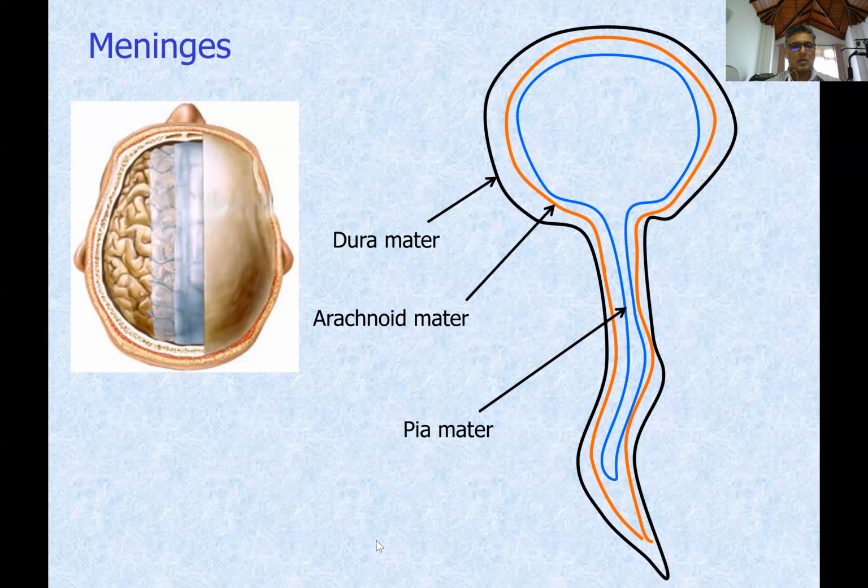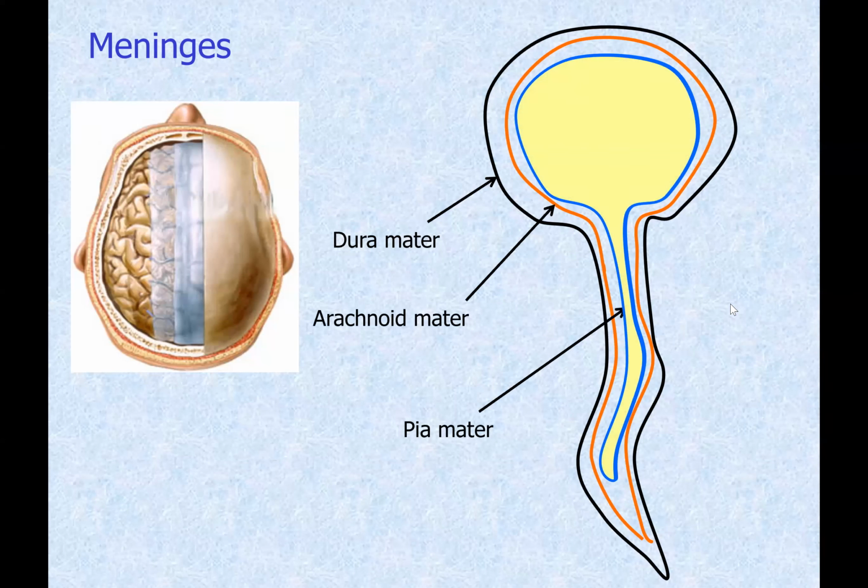Let me switch off the video. So these are the 3 layers. The brain and the spinal cord are inside the pia mater, shown in yellow color. This pia mater is firmly attached to the surface of the brain and the spinal cord. Dura mater is firmly attached to the bone outside, the skull or the vertebral column. Arachnoid mater lies on the surface of the brain, but it is not firmly attached to the surface.